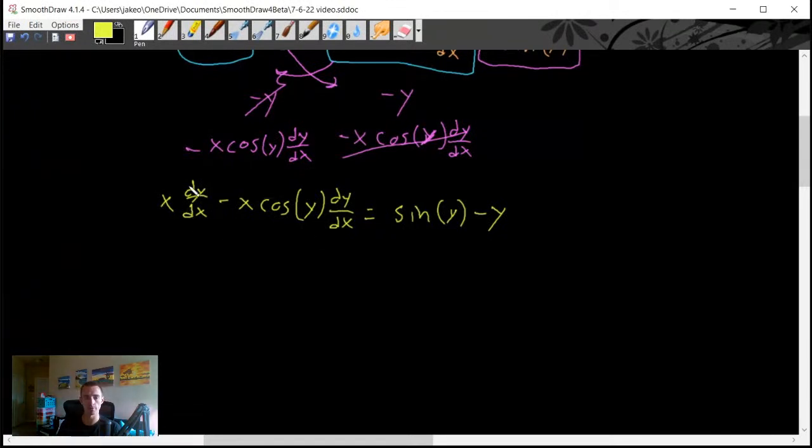So both of the terms over on the left side of our equation here have a dy dx. So what we can do is we can factor those out of the left side of our equation. So we're going to be left with x. If we take dy dx out of this first term, the x is going to be left. If we take the dy dx out of this term, we're going to be left with minus x times cosine y.